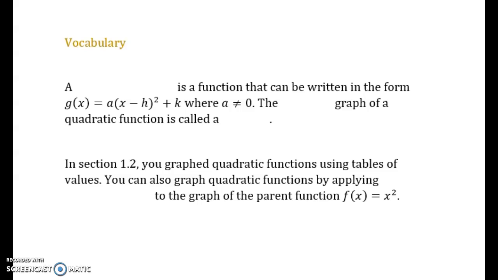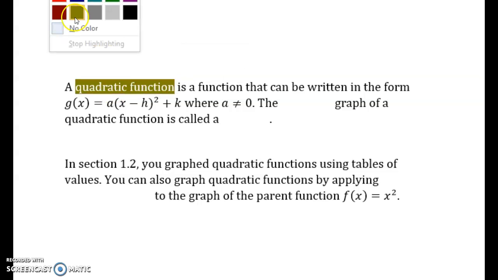Okay, folks, so these are going to be some of your essential words for the lesson for today. So we start out with some vocabulary. Like I said before, the function that we're going to study is the quadratic function, and a quadratic function is a function that can be written in the form g of x.